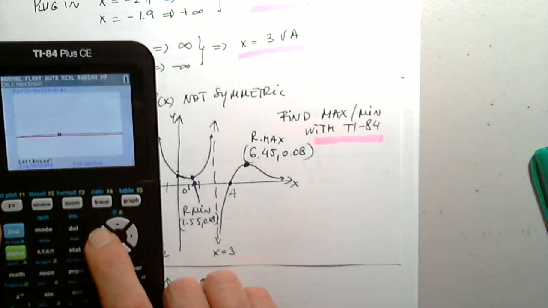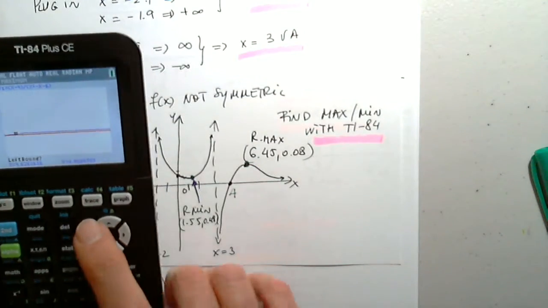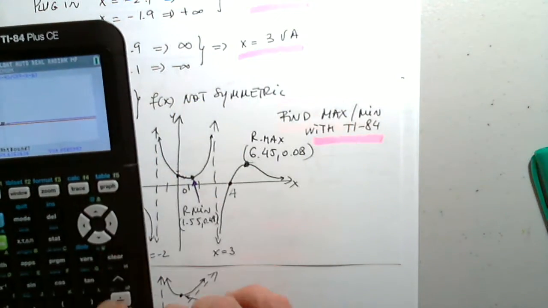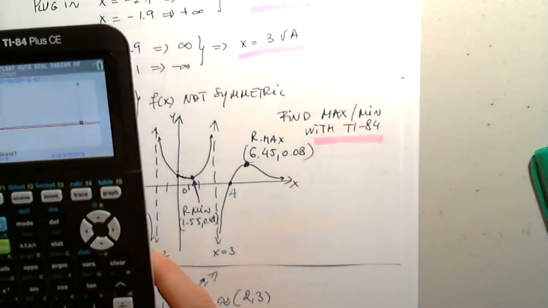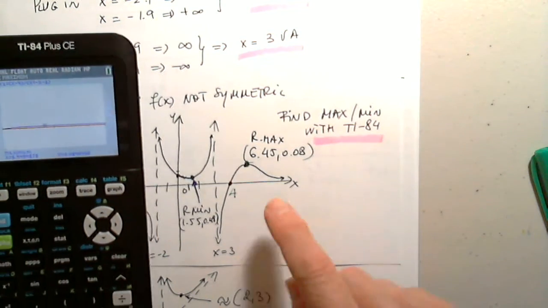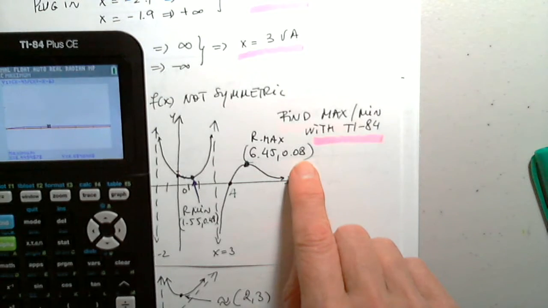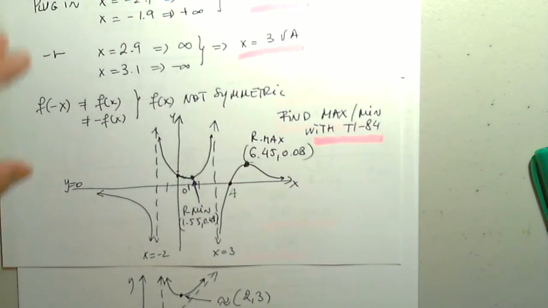Make sure that you are on the left-hand side of the maximum. And I'm just going to choose here 9. And see where the maximum is. And here it is. It's at 6.45, and the maximum value is 0.08. Okay, moving on.